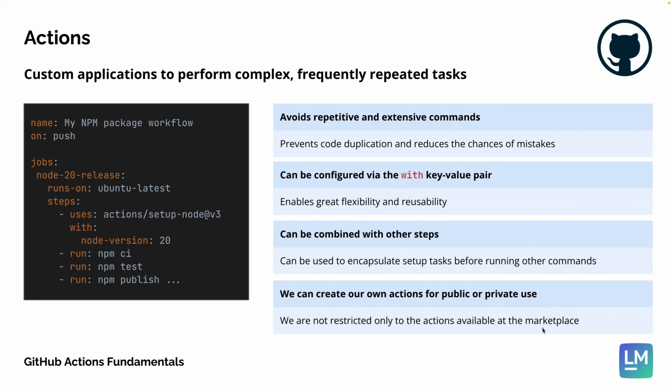In a few minutes, we're going to have a look at the marketplace, but here we can basically create any type of custom code that we want, and we can publish it as an action for either internal use or for public use. We have an entire section towards the end of the course about creating our own actions and the different ways we can go about it.